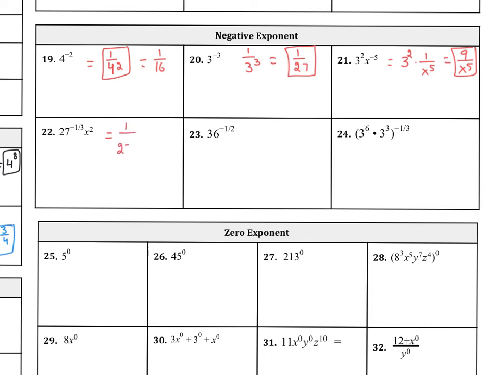1 over 27 to the power 1 over 3, and x squared as it is. Only flip the ones that have a negative sign, and x squared doesn't have a negative sign, so it stays on the top. This is cube root of 27, that is 3, and on the top you have x squared, so your answer is x squared over 3. 1 over 36 to the power 1 over 2, and that's going to be square root of 36, and 1 over 6 is your answer.